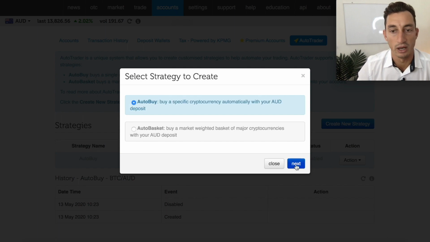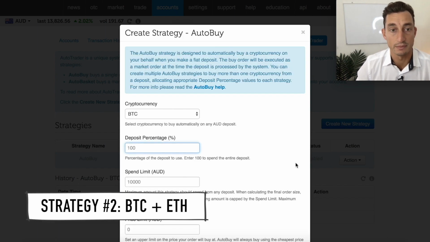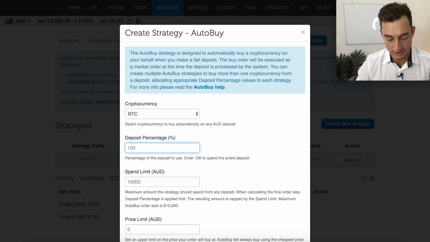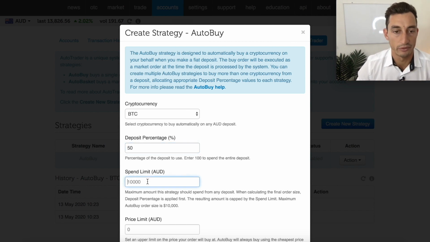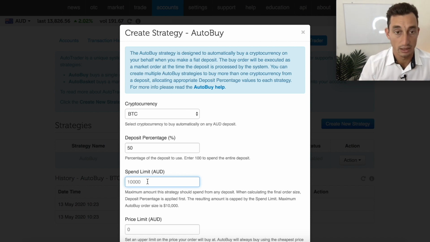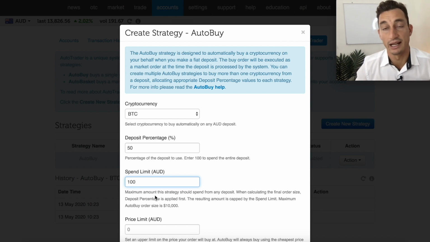We're going to do auto buy, and the next strategy we had was just Bitcoin and Ethereum. And we're going to say Bitcoin with 50%. Now these are just made up numbers. You can put 80% Bitcoin, 90% Bitcoin, 10% Ethereum, whatever it is you want. The spend limit, we're going to say we're depositing $100 per week. So the spend limit is 100. It doesn't matter because we're only putting $100 in per week.